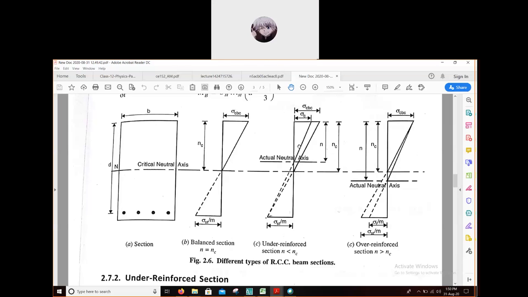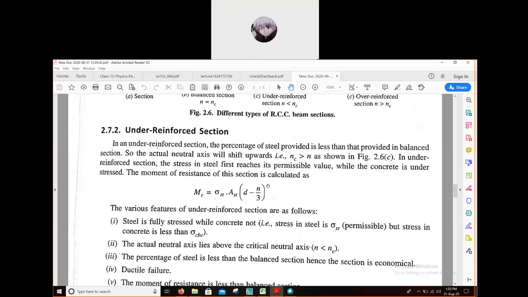Hello. Sir, can you explain this one under reinforced section? Okay, okay. So let me see. Let me show you the definition.